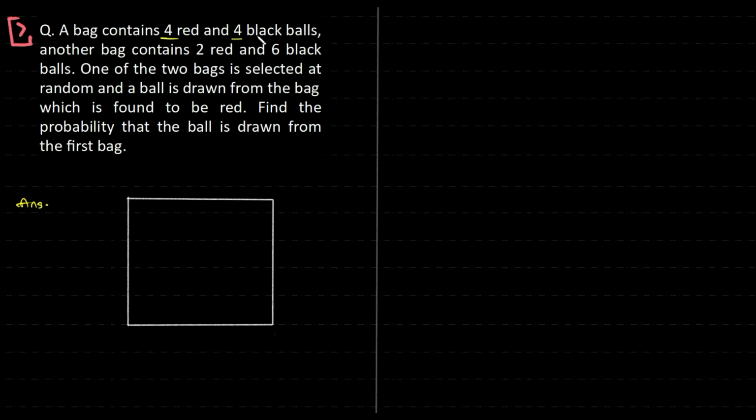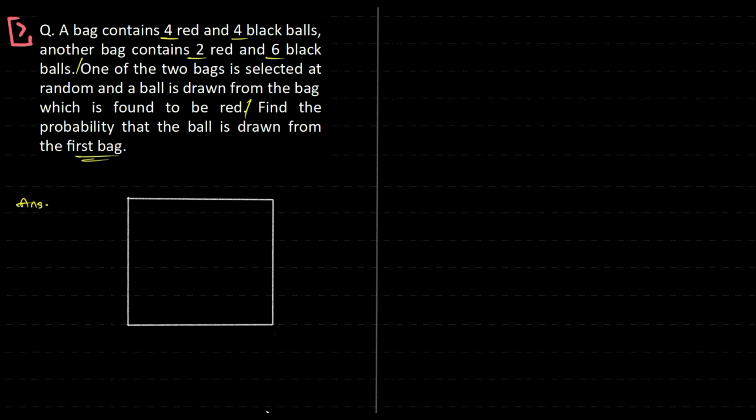contains 4 red and 4 black balls. Another bag contains 2 red and 6 black balls. One of the 2 bags is selected at random and a ball is drawn from the bag which is found to be red. Find the probability that the ball is drawn from the first bag.